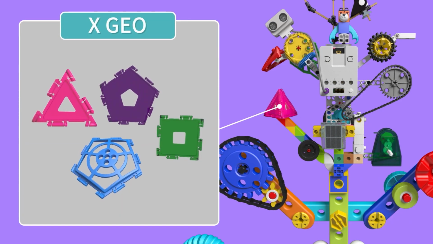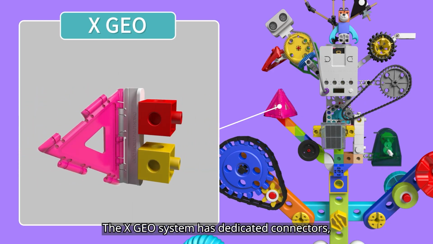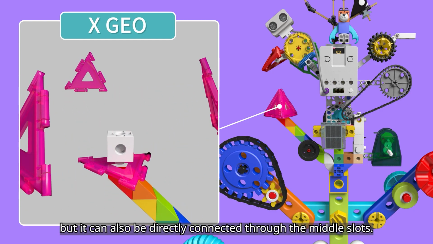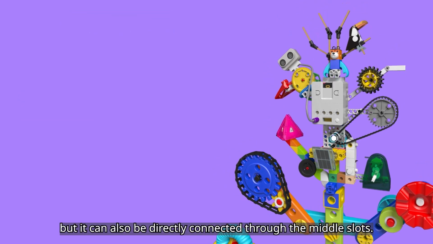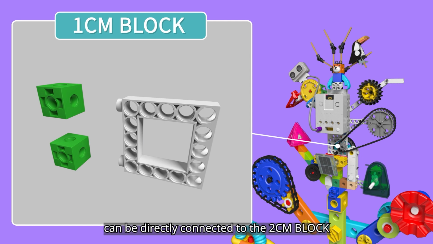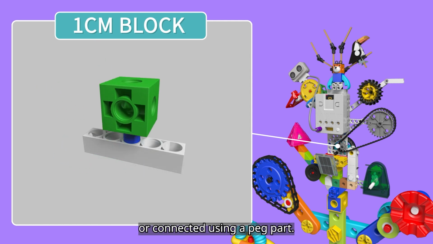XGO. The XGO system has dedicated connectors, but it can also be directly connected through the middle slots. The 1 cm block system can be directly connected to the 2 cm block or connected using a PEG part.